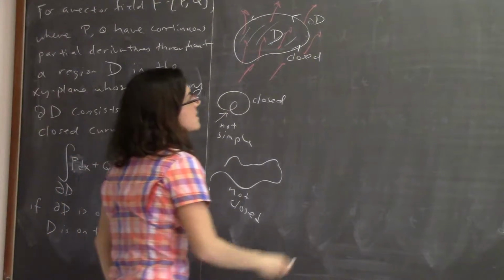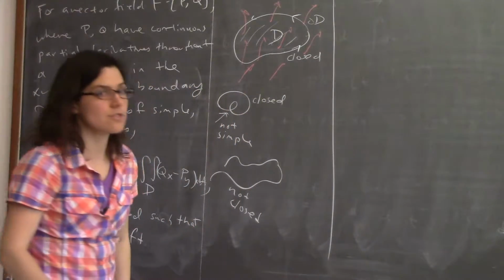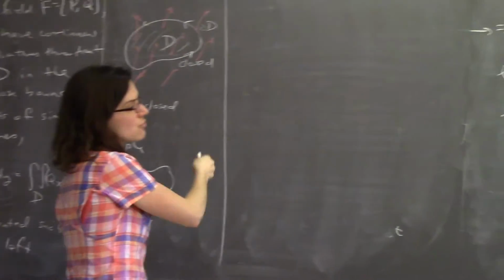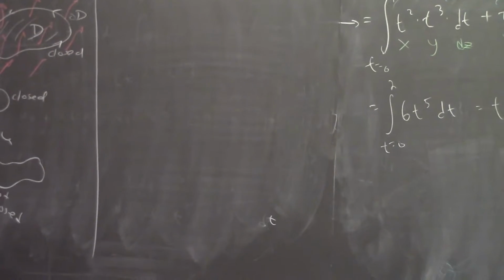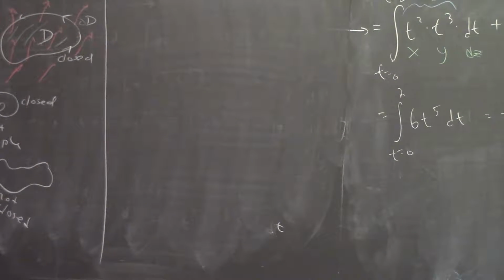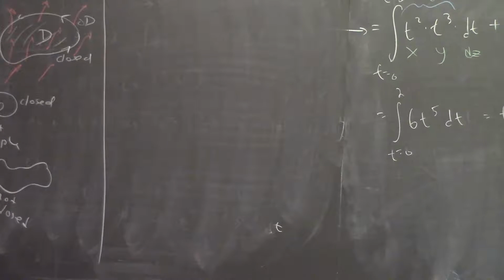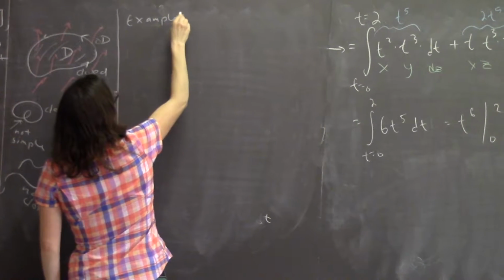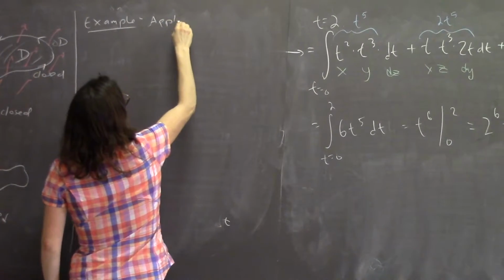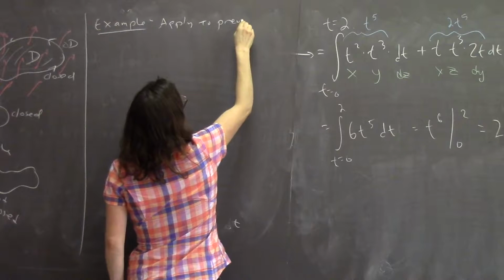So let's try it for our function. What we'll do for the rest of class is we'll try it on our triangle and see that it works, and then we'll talk about why it's true, and maybe do one more example of it. So let's apply this to the previous example.